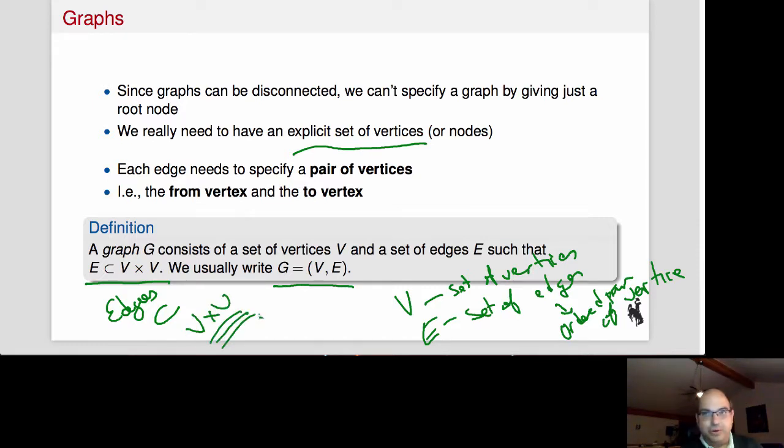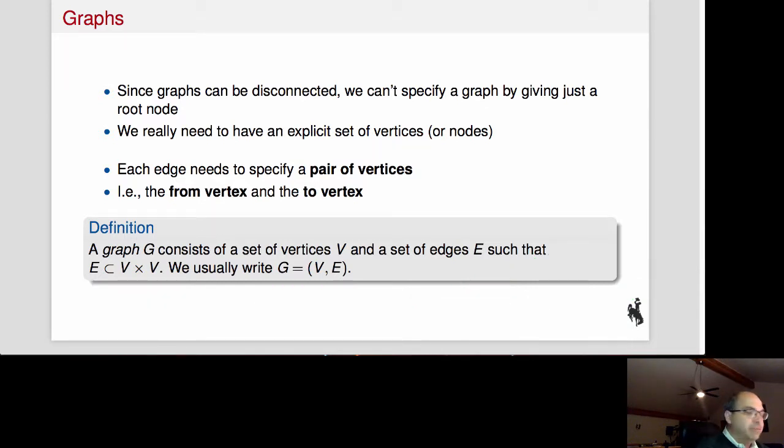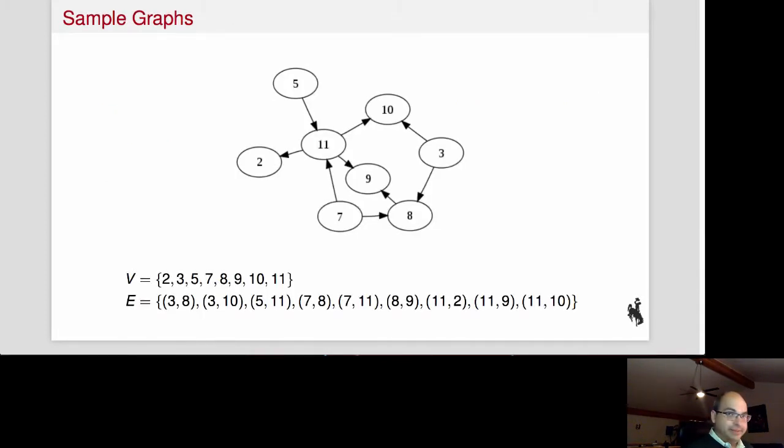Because that's what the ordered pair of vertices looks like. Okay, so now we have a formal mathematical definition of a graph. A graph is a set of vertices and a subset of the vertices squared. Okay, interesting. I wonder if that reminds us of anything.